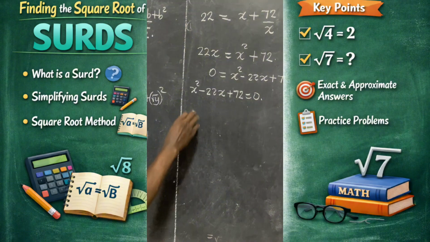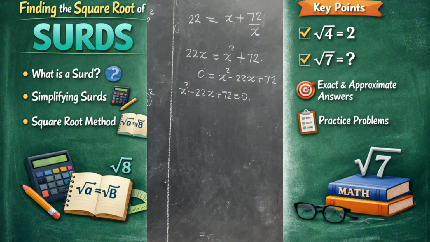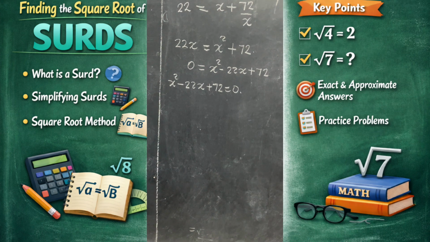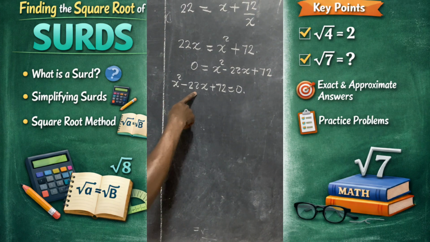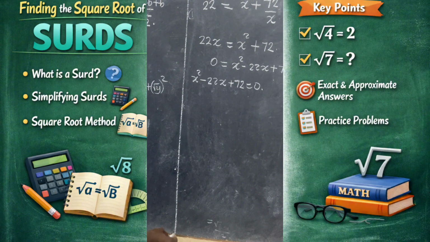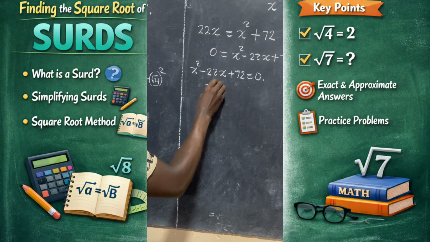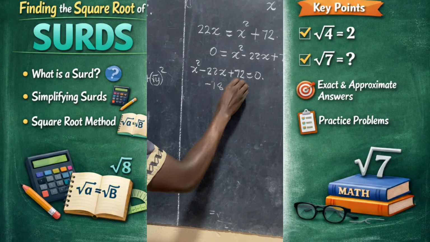Now, we have come up with the quadratic equation, which we can deal with simultaneously. You get those two terms whereby if you multiply them, you have 72, and when you add them, you have negative 22. When I look through, I have negative 18 and negative 4.